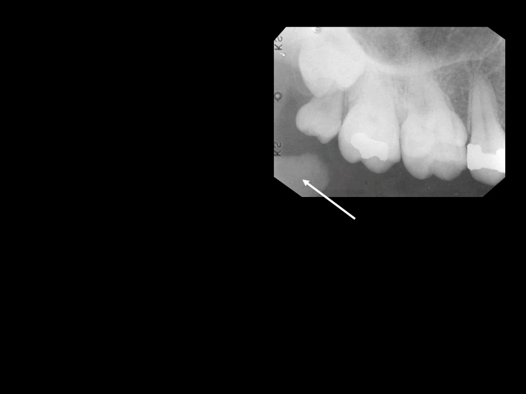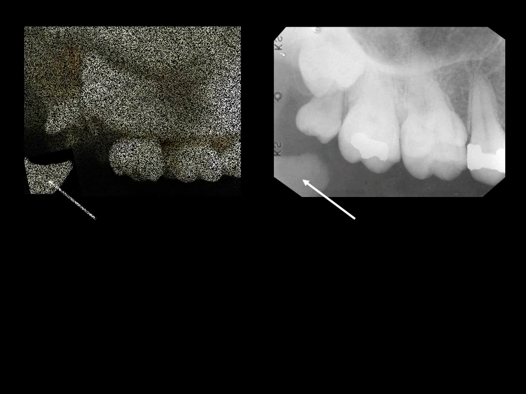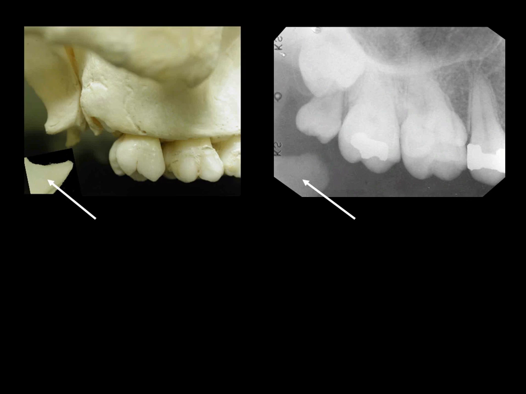But the arrow is pointing at a structure at the bottom left-hand side of the image. What is this? Well, it's actually part of the mandible. This is the coronoid process of the mandible, which occasionally may stray onto the corner of the image of an upper posterior molar.